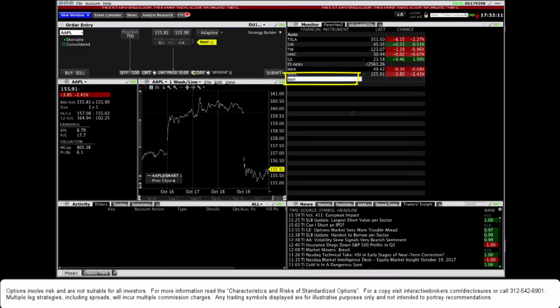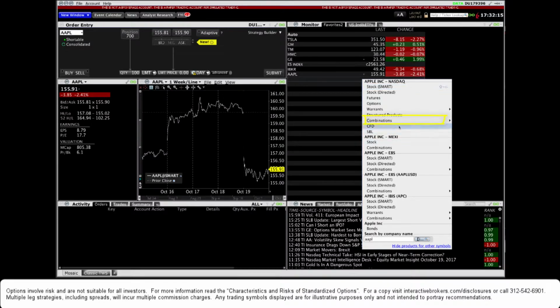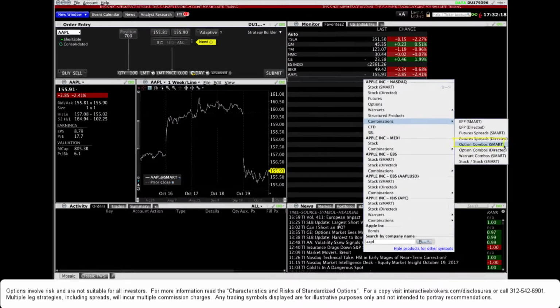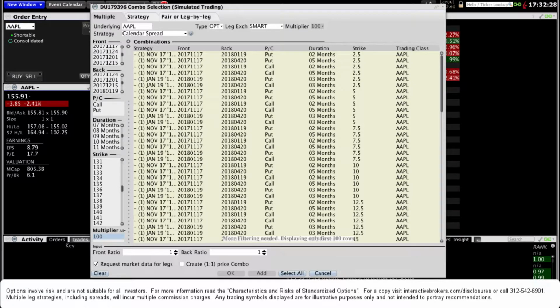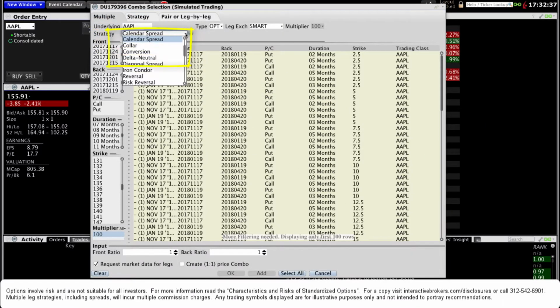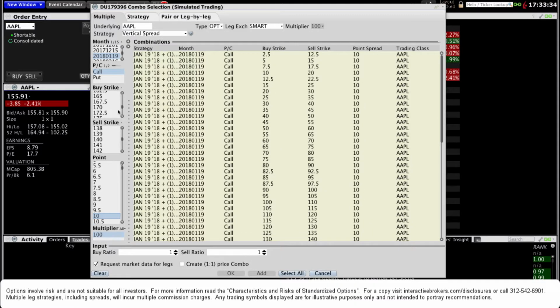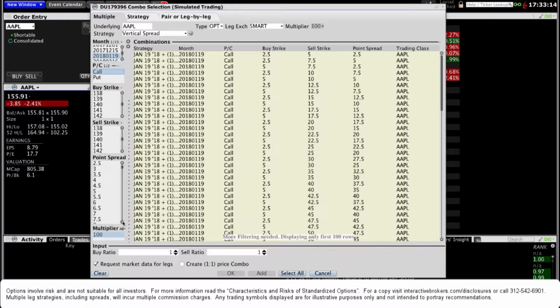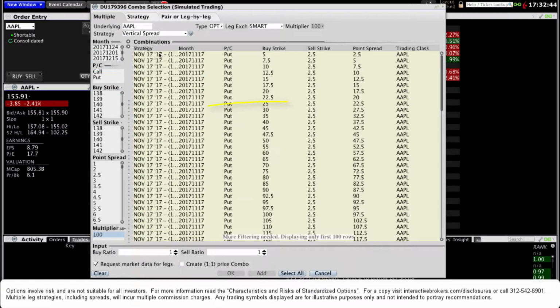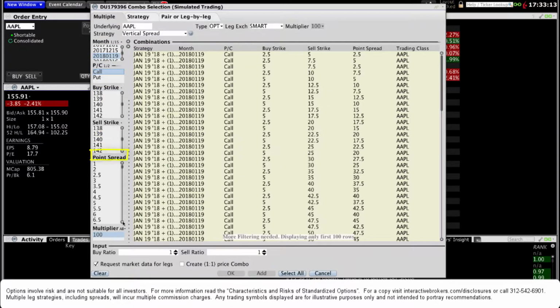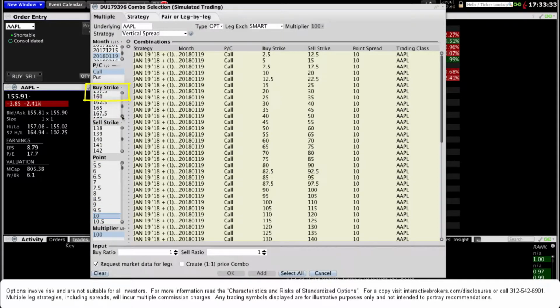Input the ticker symbol in the watch list and select Combinations from the drop-down menu and follow Option Combinations Smart. This opens the Combo Selection tool, pre-populated with option data for the underlying. Stay on the first tab, named Multiple, and use the Strategy Selection menu to locate the vertical spread. In this case, we're going to create a $10 wide spread using call options with a January 2018 expiration. As those filters are applied using the boxes on the left of the Combo Selection tool, more data is eliminated from the search. Click on the month, the call selection, and click on 10 for point spread, and then select the lower buy strike you wish to use.